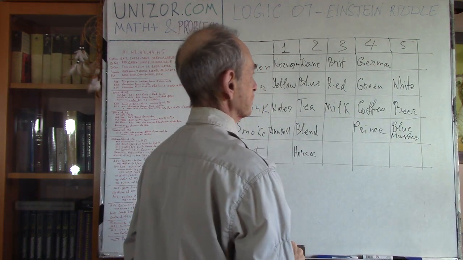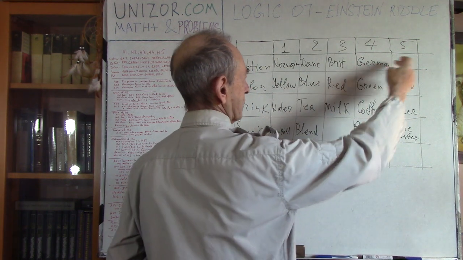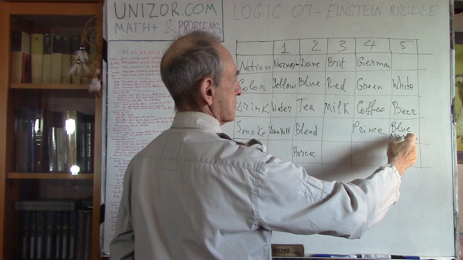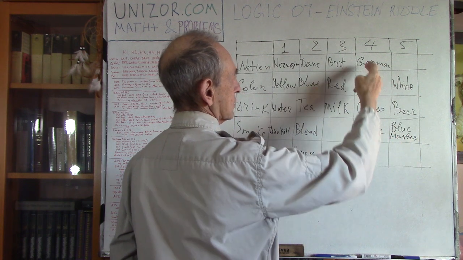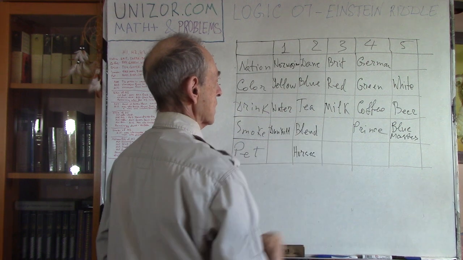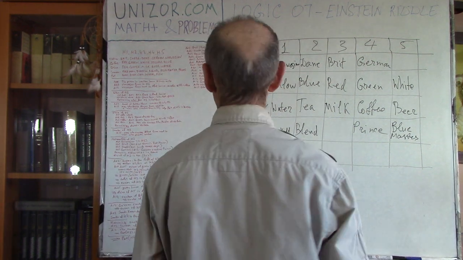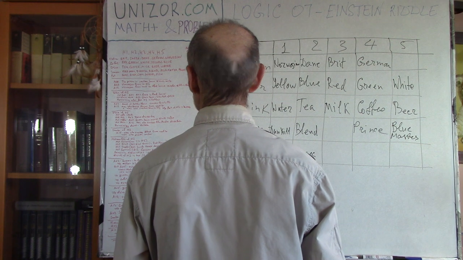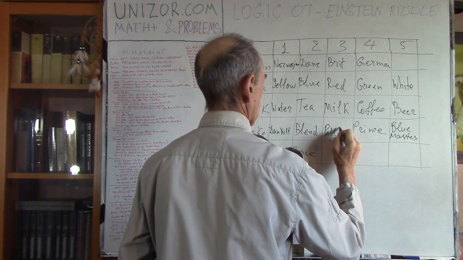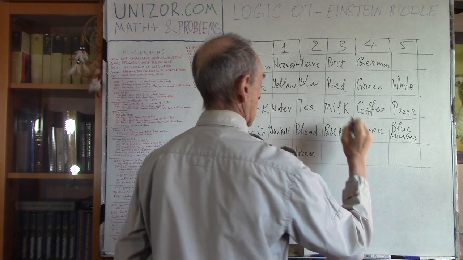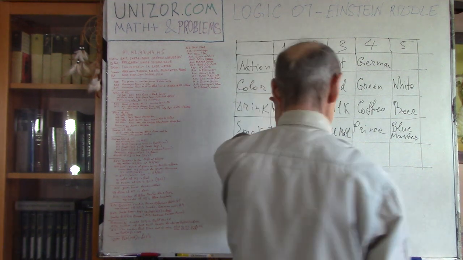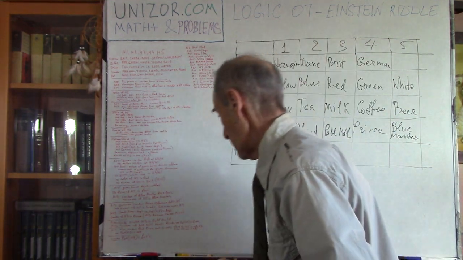Right? Because if we put German here, it would contradict the fact that he smokes Prince. So German must be here, and therefore Prince would be here. And what remains for smoke for the Brit? What's our list? Pall Mall. Okay. Almost finished, right? Okay.